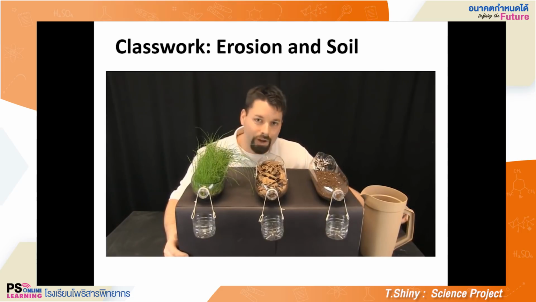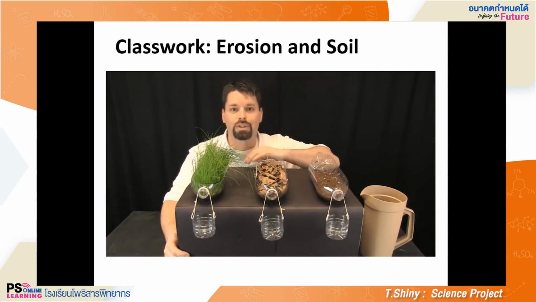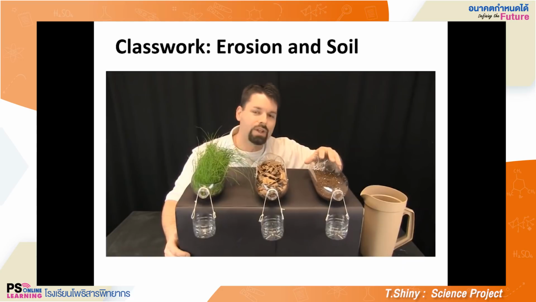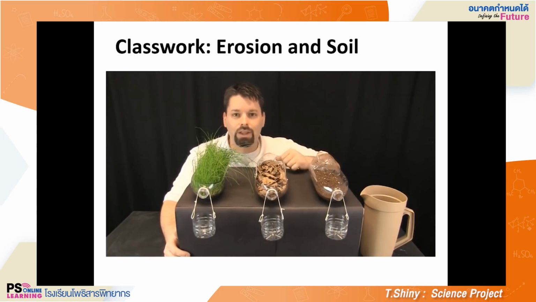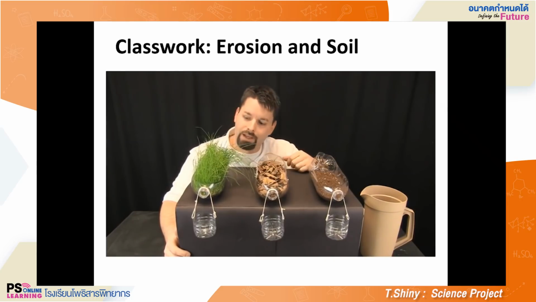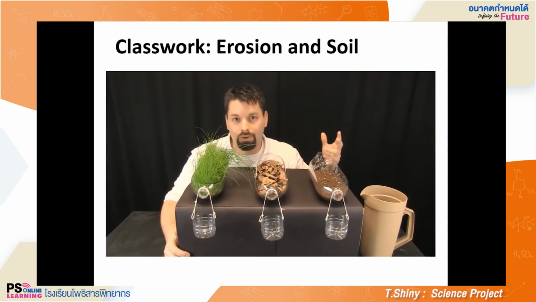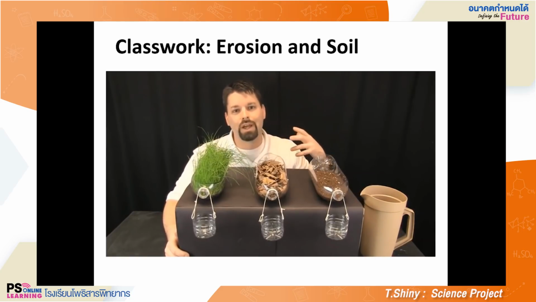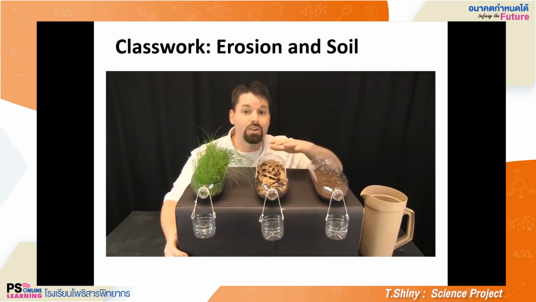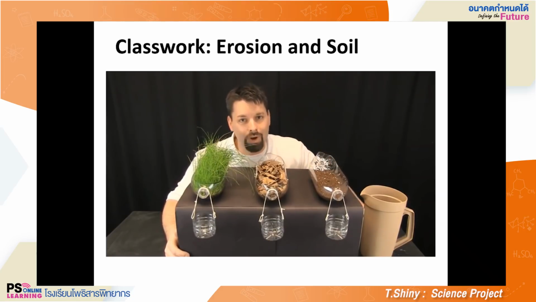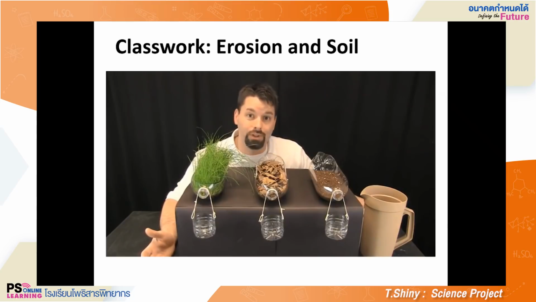So what you see in front of me are 3 different types of land. This first type is just bare soil. This next type has dead leaves on top, and the third type has plants growing in the soil. This may not look too exciting right now, but when it rains, that water has the power to change the land, and we're going to make it rain to see what that water is going to do to our land.